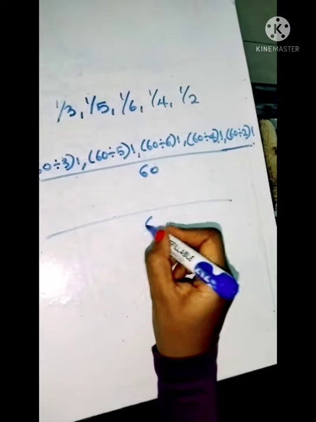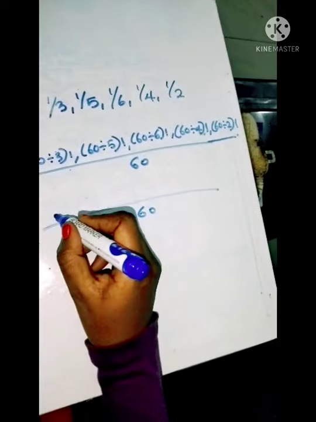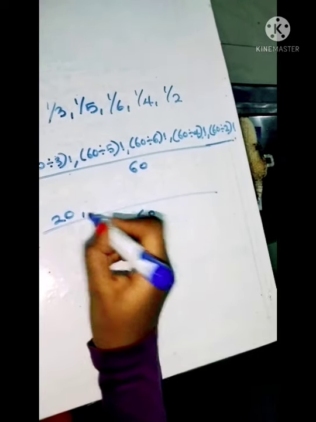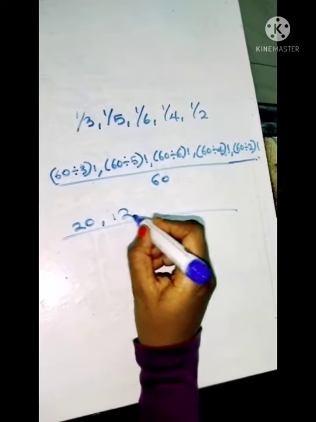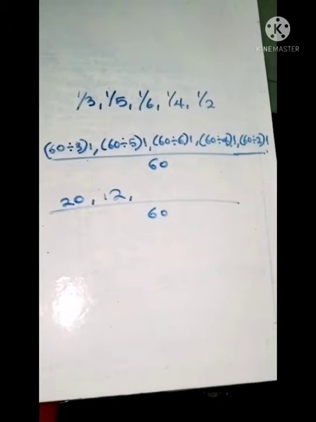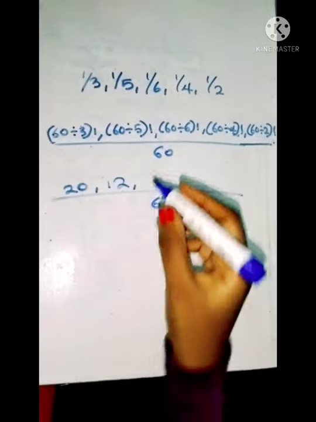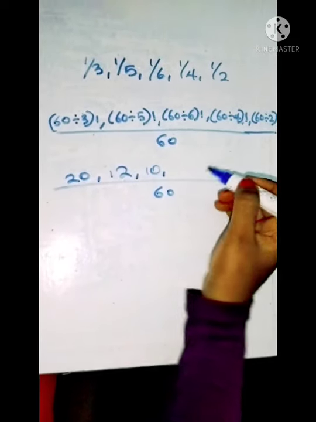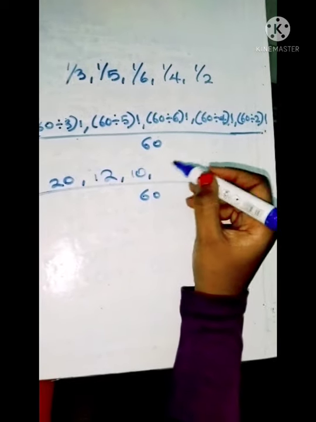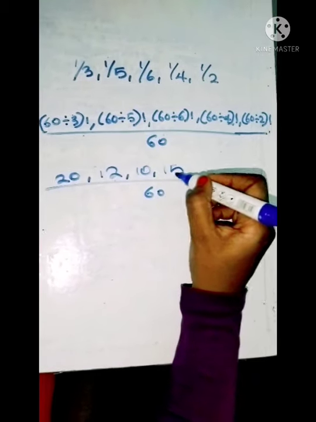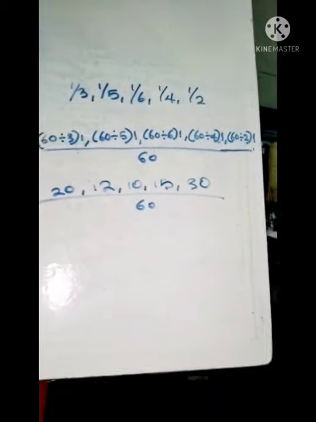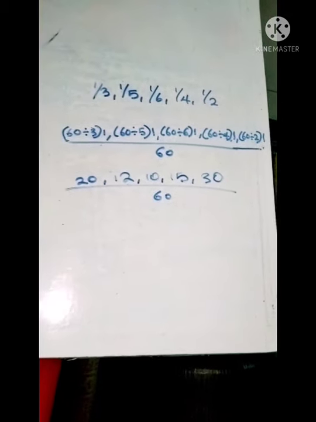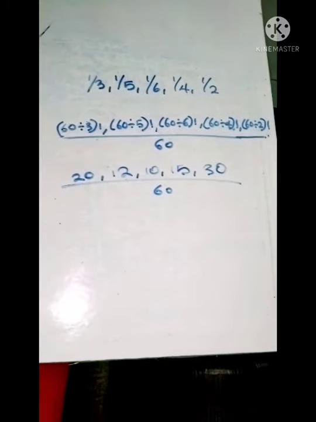Getting the values, we have 60 divided by 3 is 20 times 1, 20. 60 divided by 5 is 12 times 1 will still give us 12. 60 divided by 6 will give us 10 times 1. 60 divided by 4 will give us 15 times 1. While finally 60 divided by 2 will give us 30. So these are our numbers.